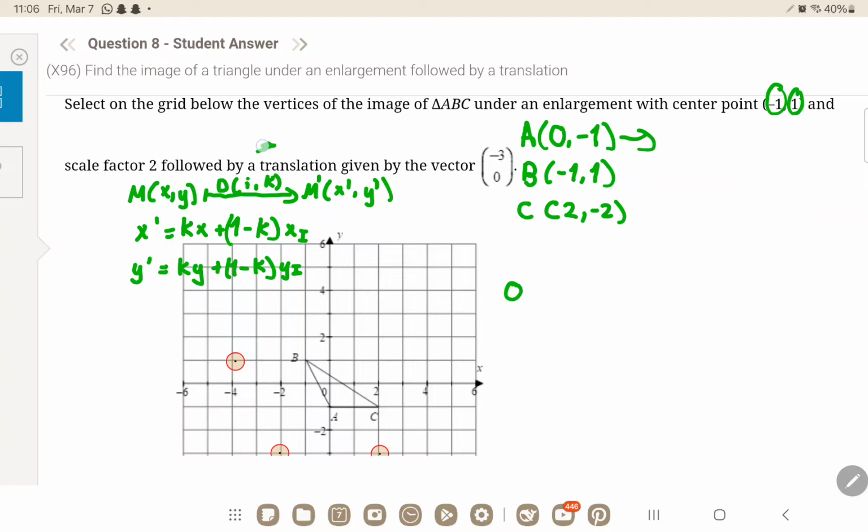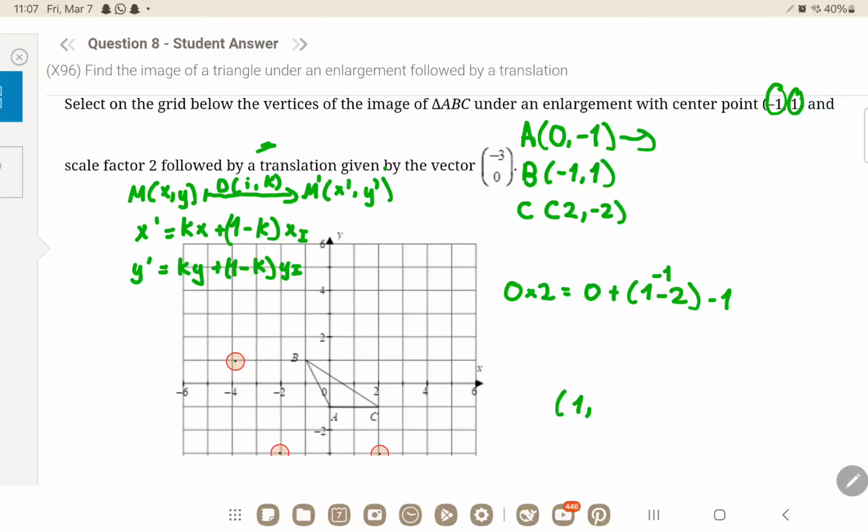So 0 times k, which is 2, gives you 0. 0 plus 1 minus 2 into xi, which is negative 1. 1 minus 2 is negative 1. Negative 1 times negative 1 is 1. So your new x would be 0 plus 1, which is 1.